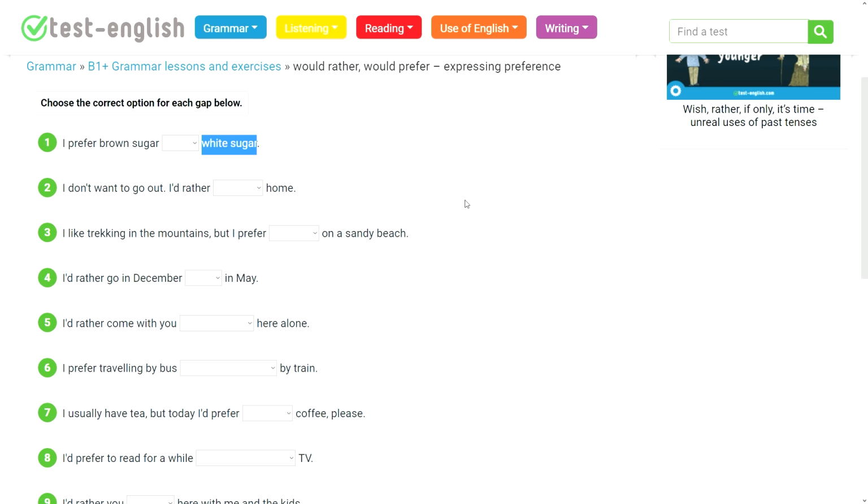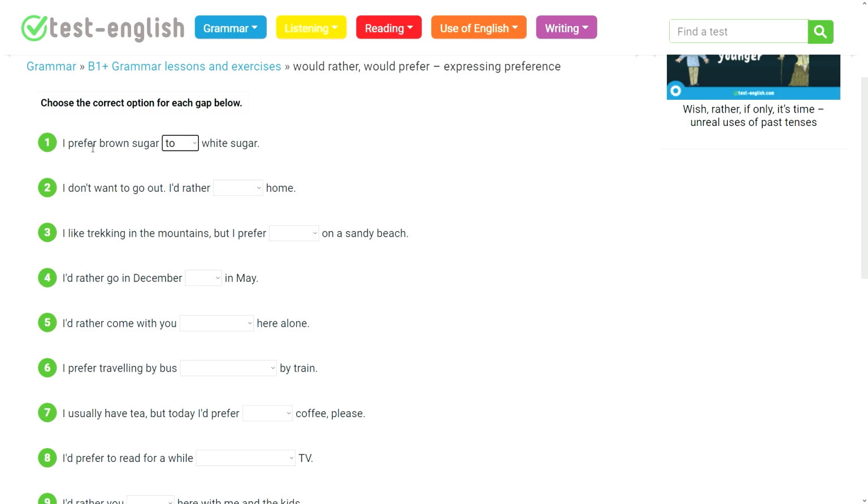All right, so I brought you some examples from a website called Test English. Let's take a look at the examples. Let's start with the first one. I prefer brown sugar, blah, blah, white sugar. Okay, I already know this. After prefer, if I'm between two options, I need to use to.